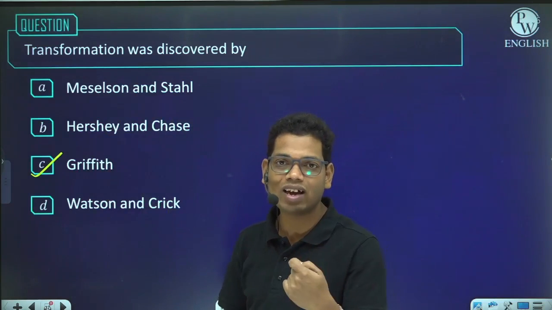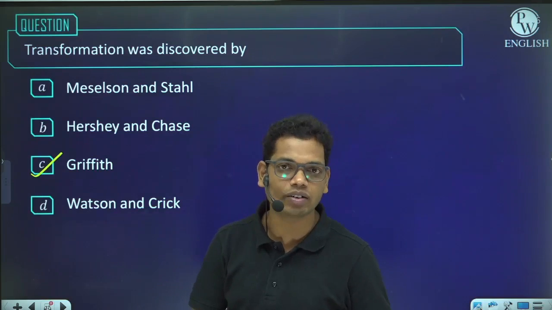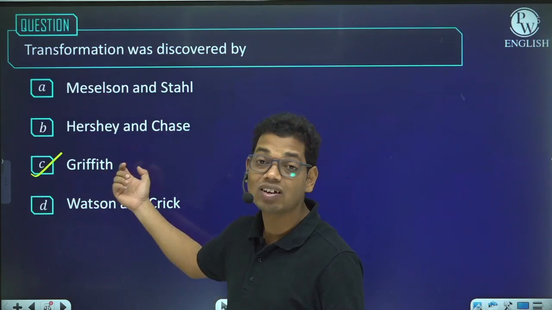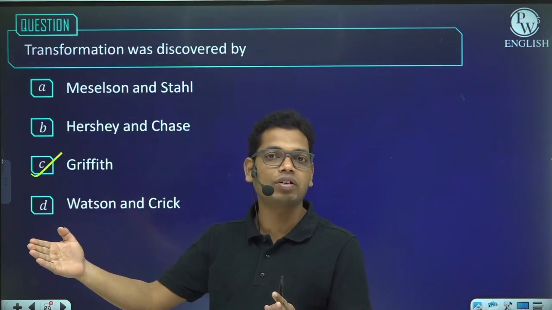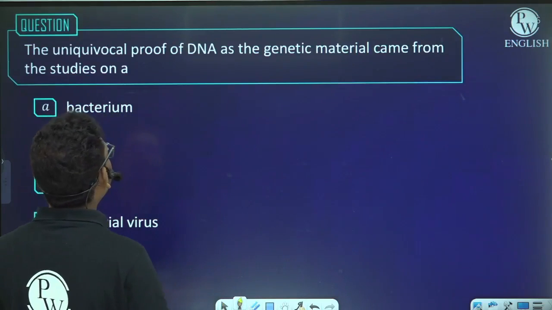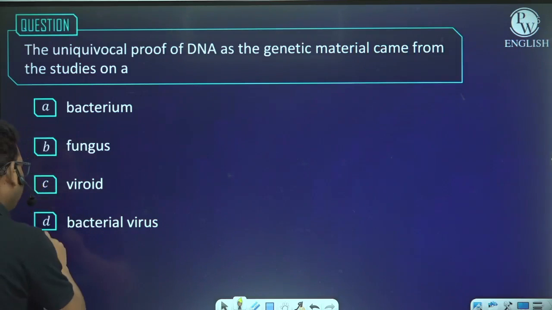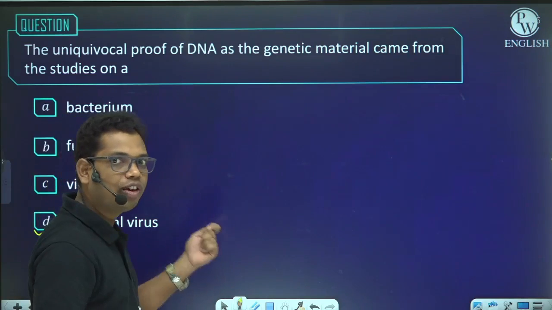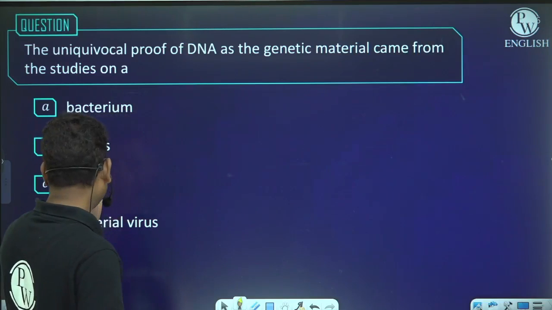Because he found that the R form of bacteria got converted into the S form of bacteria. That is why he called that experiment the transformation experiment, because one form of bacteria gets converted into another form of bacteria. Next, the unequivocal proof of DNA as genetic material came from the studies on what? On the virus. And what virus? Bacteriophage. What is bacteriophage? Bacteriophage is that virus which uses bacteria as its host. So that is called bacteriophage.